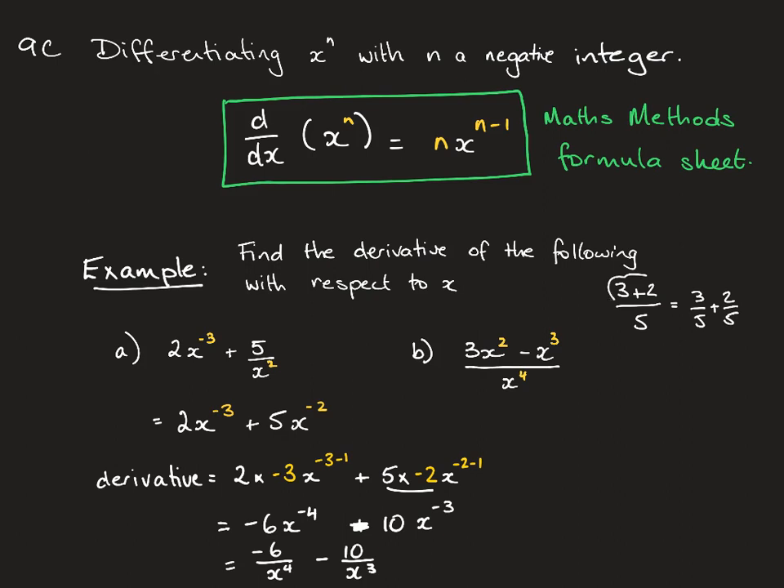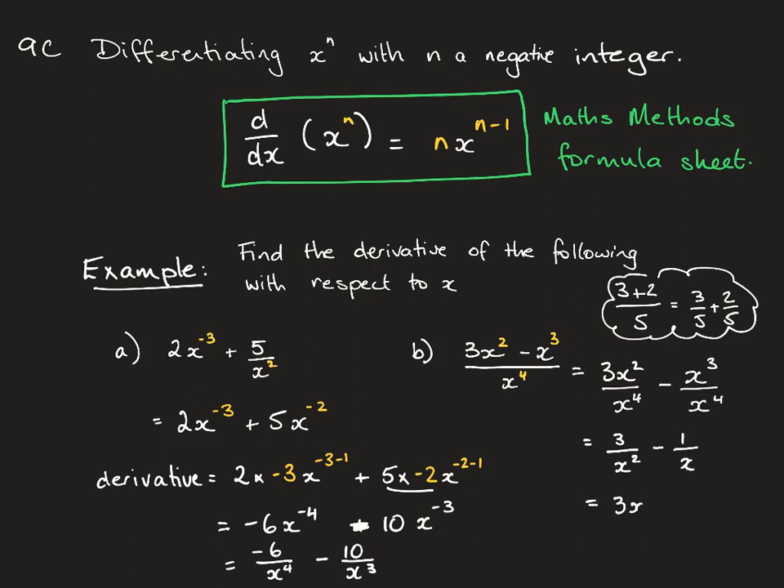So I'm going to use this idea to rewrite this expression as 3x squared over x to the power of 4 minus x cubed over x to the power of 4. Now I'll write them as a single term, so I'll cancel down the x's, so I get 3 over x squared minus 1 over x. I can write those with negative powers, minus x to the minus 1, and then I can find the derivative.